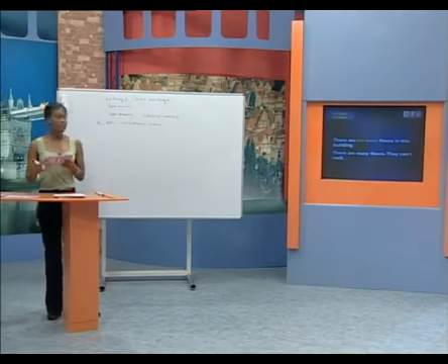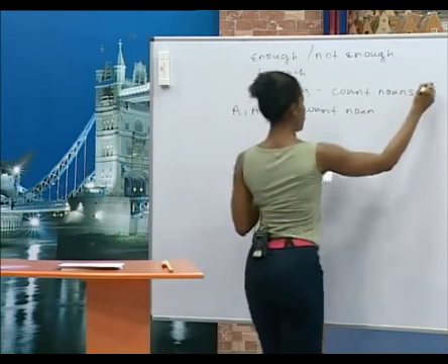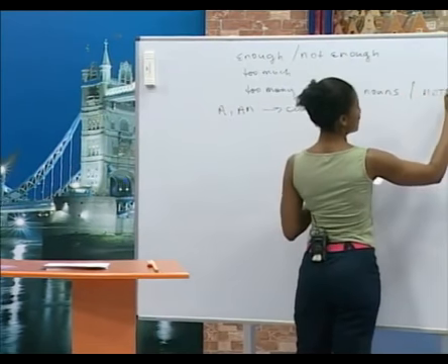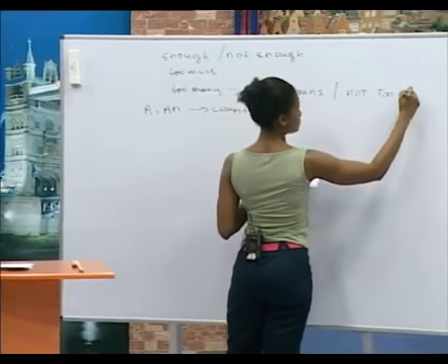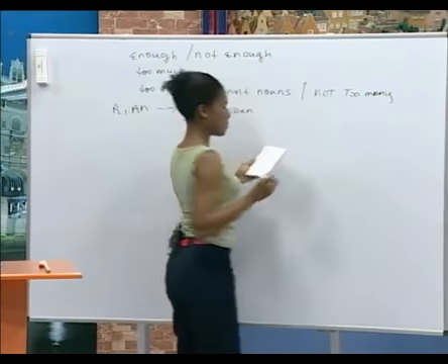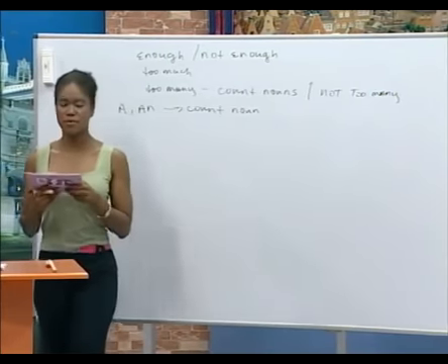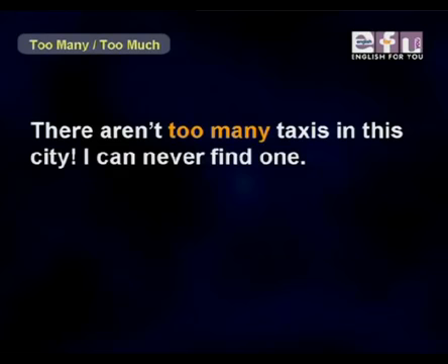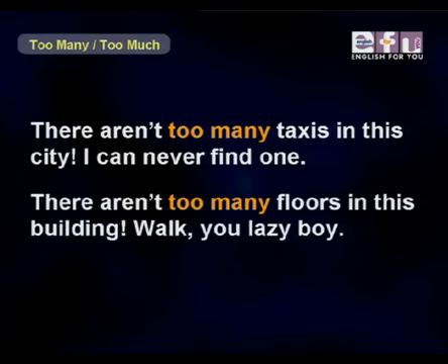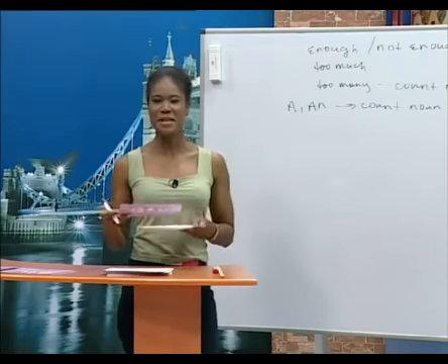The negative of too many is not too many. Here are some examples. There aren't too many taxis in this city. I can never find one. There aren't too many floors in this building. Walk, you lazy boy. Okay, let's practice now.